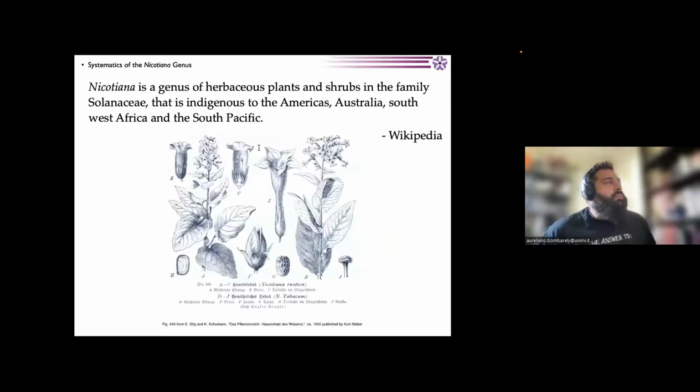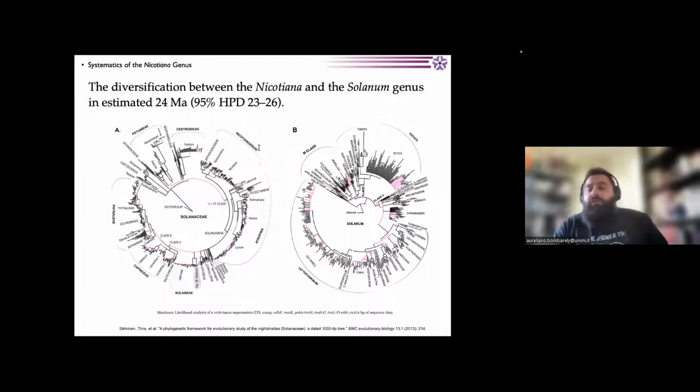So let me start with a little bit about systematics. As you know, Nicotiana is a genus of herbaceous plants that can be found in almost all the continents: America, Australia, South Africa, some Pacific islands. It cannot be found naturally, for example, in Europe, but I have been working in some places, and sometimes I saw some Nicotiana plants that I think may be escapes. The diversification between Nicotiana and Solanum was estimated at around 24 million years ago. This date, of course, changes depending on the work, but this is a good summary.